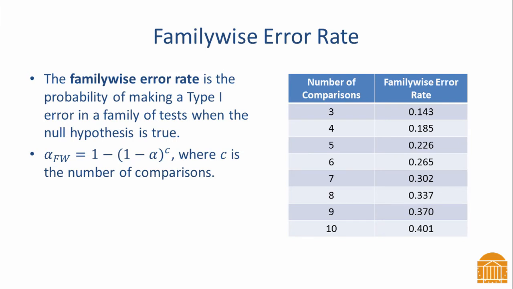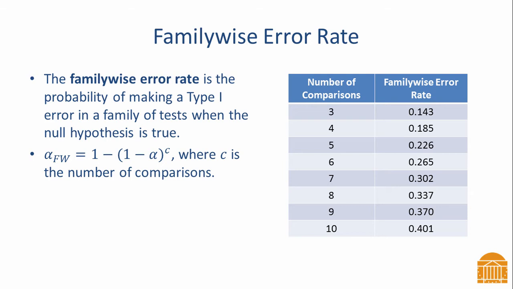The Familywise error rate is the probability of making a type 1 error in a family of tests when the null hypothesis is true. The equation for computing the Familywise error rate is shown here. In that equation, C is the number of comparisons, and alpha is the nominal type 1 error rate. The table on the right shows the Familywise error rate as the number of comparisons increases. Notice that with 3 comparisons, each conducted at an alpha level of 0.05, the Familywise error rate is 0.143. That is more than double the nominal error rate of 0.05.